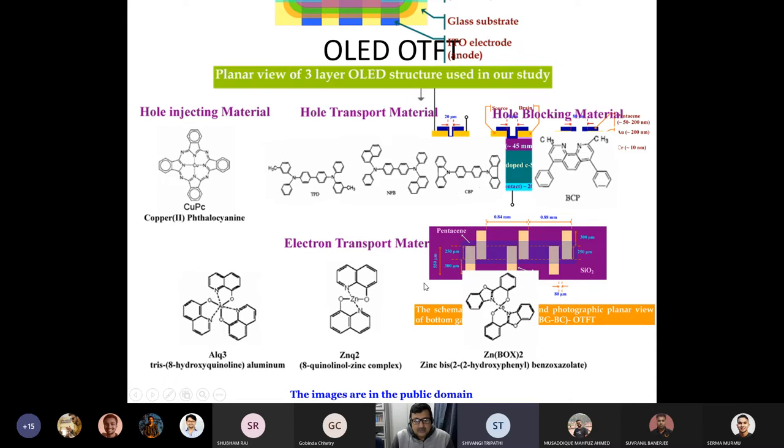I will give you one assignment to submit, on the different examples I have given, right? Hole injecting material, hole transport material, hole blocking material, and electron transport material. So I have given four different types. Submit an assignment explaining why this is a hole injection material, why this is a hole transport material, why this is a hole blocking material, why this is an electron transport material, right?